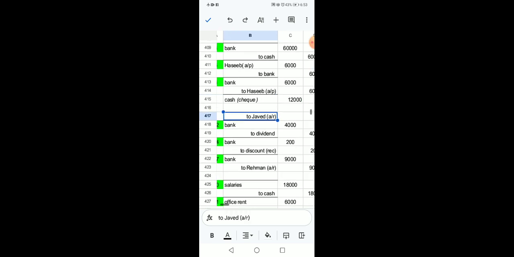And what is next? He is saying less 5% cash discount. Alright guys, it's a cash discount. It means the amount which was receivable is 12,000, but a discount of 5% is also being offered. So what will you do? The amount of the check would be the final amount. You were supposed to receive 12,000 from Javed, and at the time of receiving cash you have given a discount of 5%. It is called cash discount.